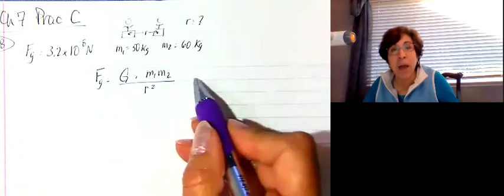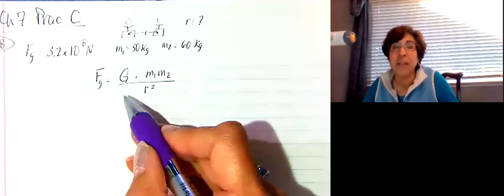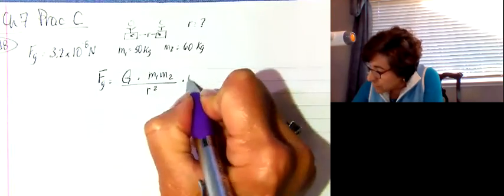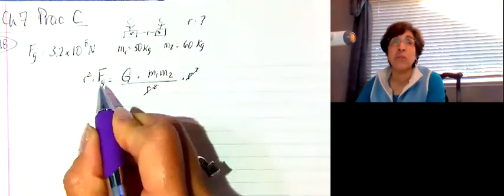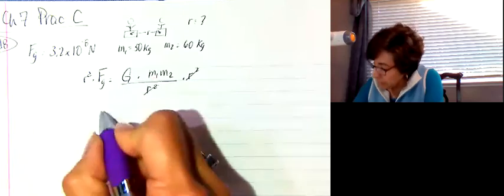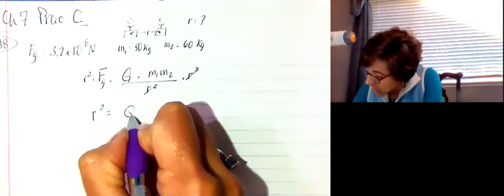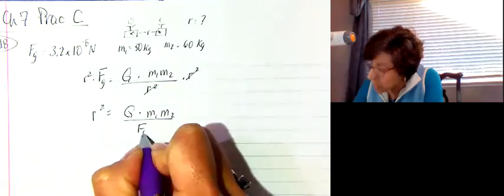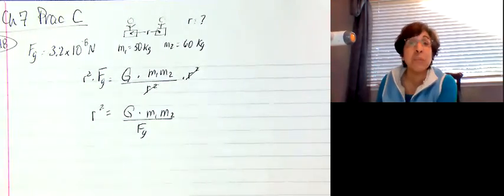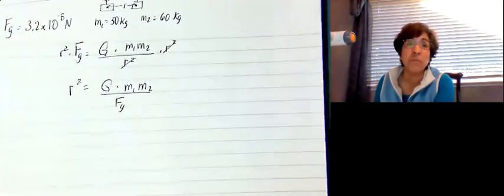Okay, so I multiply R squared to both sides and then divide by FG. These cancel out here, and all this stuff comes down there, so the R squared is by itself. So I end up with R squared is G, M1, M2, all divided by the gravitational force. And remember, that gives me R squared, not R. So then eventually I have to square root it.